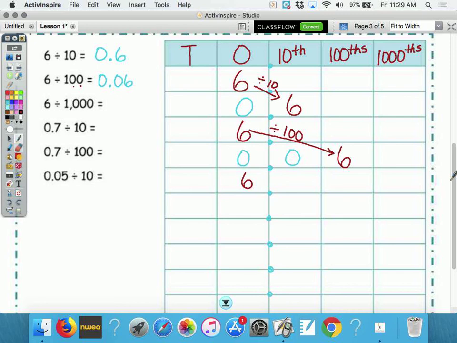Okay, so let's take a look at 6 ones divided by 1,000. So we're going to pull a stick here. Cesar, how many place values do you think I need to move? 3. Which way? Right. Okay, watch me hop the 6. 3 zeros, 3 place values, right? Yes. Okay, here we go. 1, 2, 3, move it down. Then draw your arrow. Divided by what? 1,000.